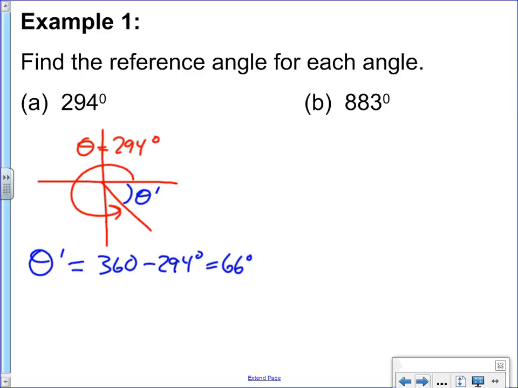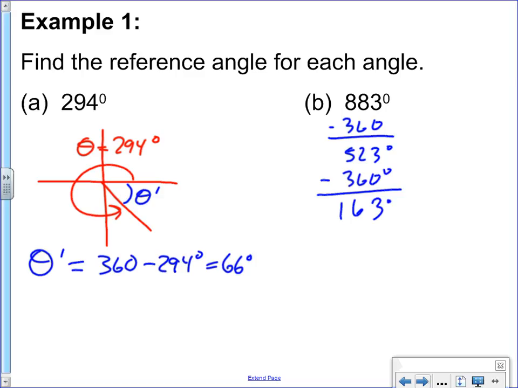Here we go. What do I do with 883? Take away 360 till it's workable. All right, here we go. We'll take away 360 once, and you get 523. Take it again. Okay, we're at 163.